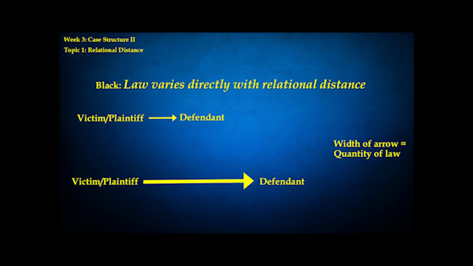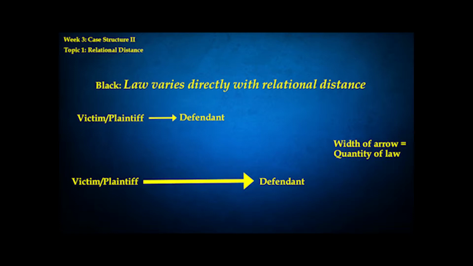Well, relational distance affects the handling of legal cases, and here the relevant theory is law varies directly with relational distance, meaning as distance increases, the quantity of law tends to increase. So in cases between people who are closer, you're less likely to get a call to the police or a lawsuit. You're less likely to get an arrest. You're less likely to get a conviction. You're less likely to get a severe punishment.